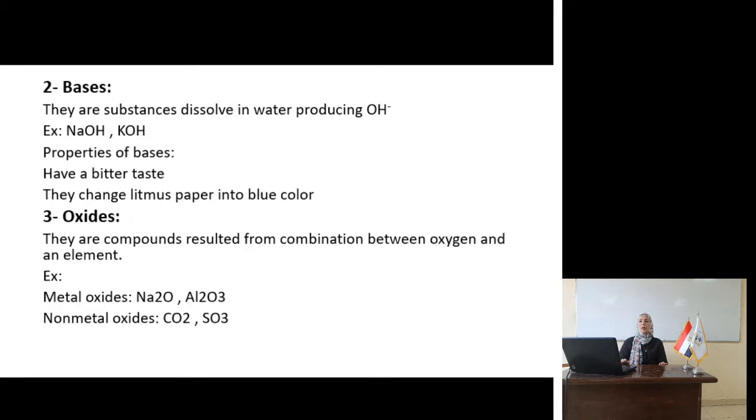Slide 8. Bases. They are substances dissolved in water producing negative hydroxide ions, such as sodium hydroxide, potassium hydroxide. They have a bitter taste and change litmus paper into blue due to producing hydroxide ions. Oxides. Compounds resulting from the combination of oxygen and an element, whether metal or non-metal. Examples: metal oxides such as sodium oxide and aluminium oxide. Non-metal oxides such as carbon dioxide and sulfur trioxide.